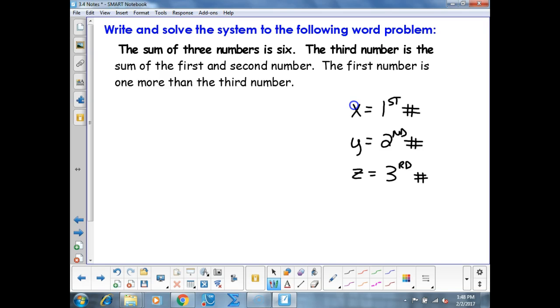All right. First sentence says the sum of 3 numbers is 6. Matt, talk to me. X plus Y plus Z equals 6. You put the dash in the Z, because then it doesn't look like a 2. Okay. Third number is the sum of the first and second number. Give me an equation, somebody, out of that one. So mine would be X plus Y equals Z.